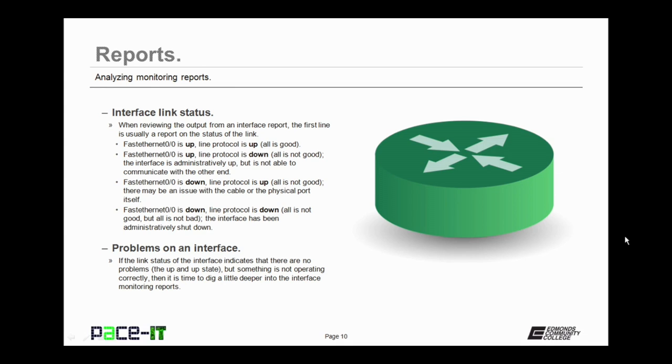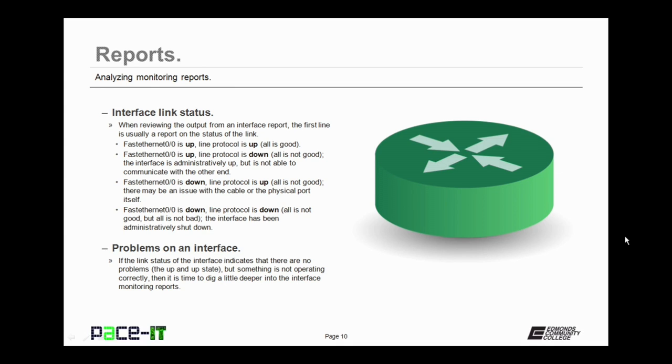If it says FastEthernet 0/0 is up, line protocol is down, guess what? All is not good. The interface is administratively set up, but it is not able to communicate with the other end of the link. And there are several different issues that may be the cause there.